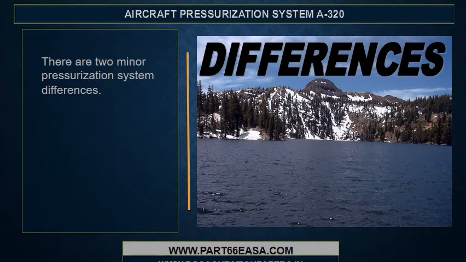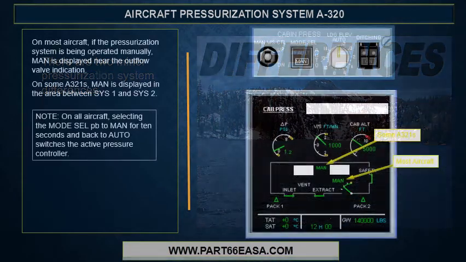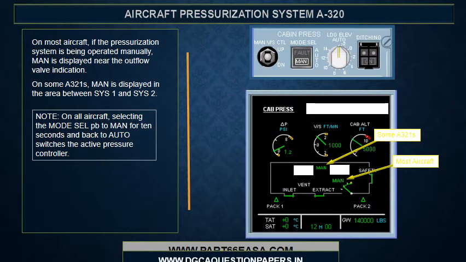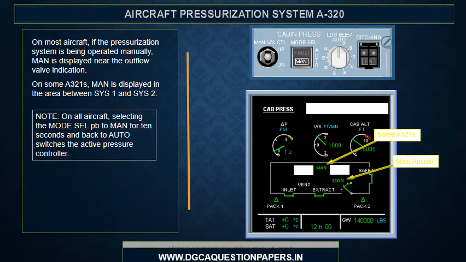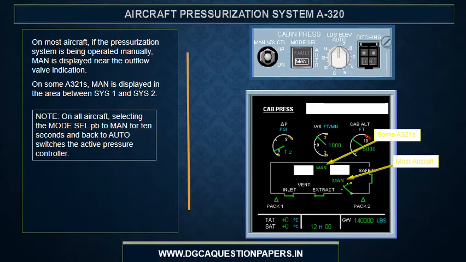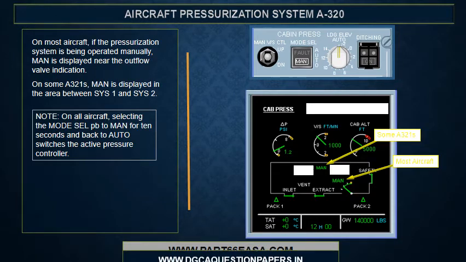There are two minor pressurization system differences. On most aircraft, if the pressurization system is being operated manually, MAN is displayed near the outflow valve indication. On some A321s, MAN is displayed in the area between System 1 and System 2. Note: on all aircraft, selecting the Mode Select push button to MAN for 10 seconds and back to Auto switches the active pressure controller.